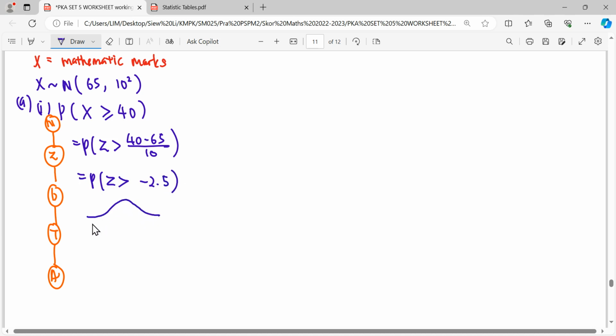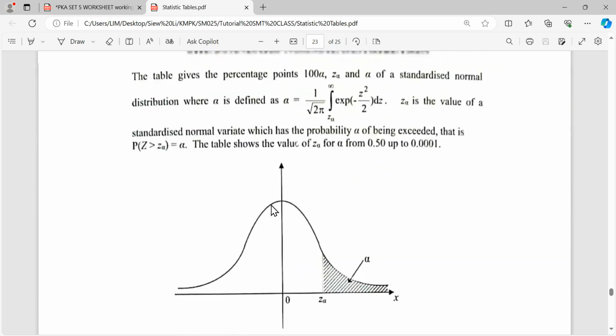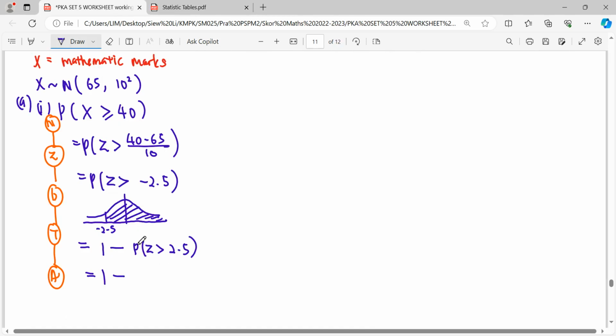Then we draw out the standard normal graph where the value negative 2.5 is on the left hand side, and more than that is this region. As we know, our table only presents the tail side value. So in order to get this area, we will take 1 minus the left tail. The left tail will be read equally as the positive tail, which is 2.5. So we read from our statistic table 2.5. It gives you 0.00621.